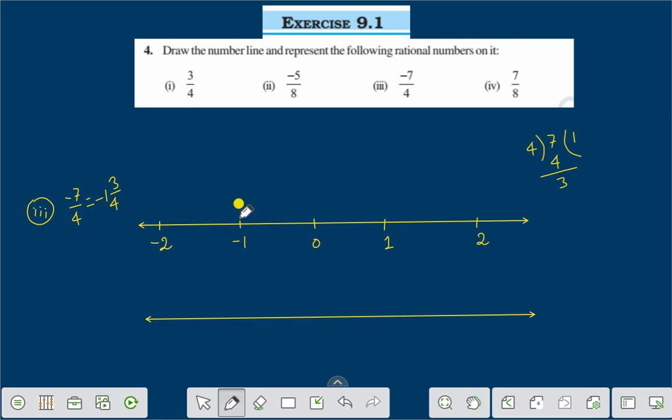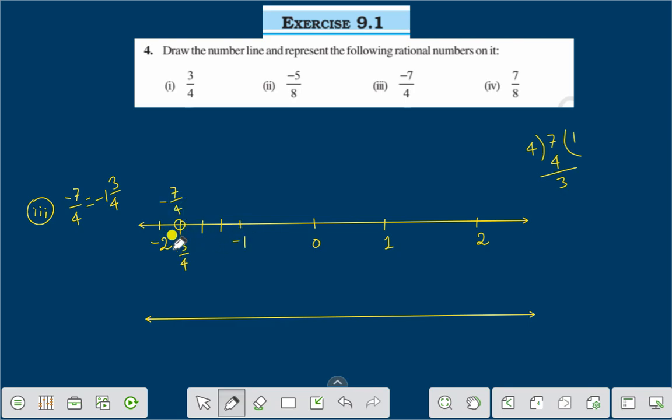Therefore, you have to divide this -1 and -2 into 4 equal parts, right? That is 1, 2, 3 and 4. 4 equal parts. Then this is 1 by 4, this is 2 by 4, this is 3 by 4. This part is 3 by 4, right? Therefore, the whole from here to here, we are getting -1, 3 by 4, and that comes to -7 by 4. Right? This is -7 by 4.